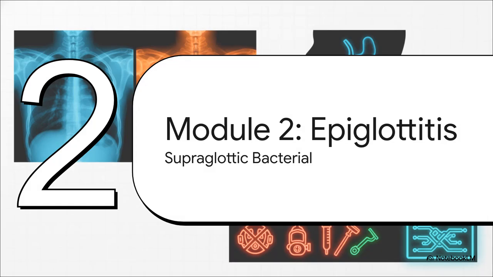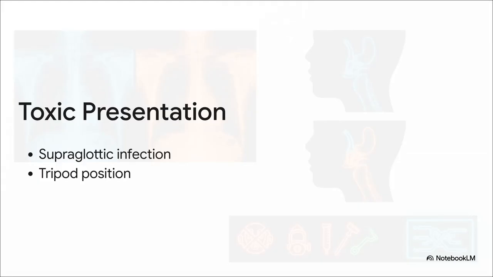Moving right along to Module 2, the supraglottic bacterial threat, or epiglottitis. As clinical consultants, you've got to distinguish this from croup in seconds. We are talking entirely about a supraglottic infection involving the epiglottis and aryepiglottic folds. Historically, Haemophilus influenzae type B was the primary pathogen, right? But in today's vaccinated populations, we're actually looking at Streptococcus and Staphylococcus species.